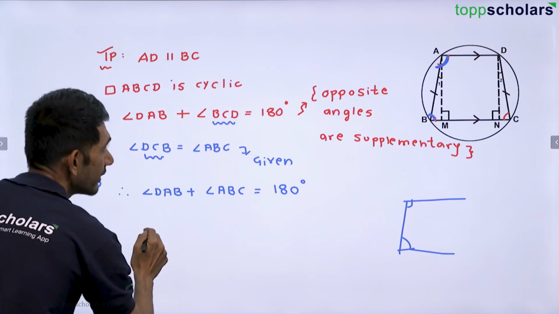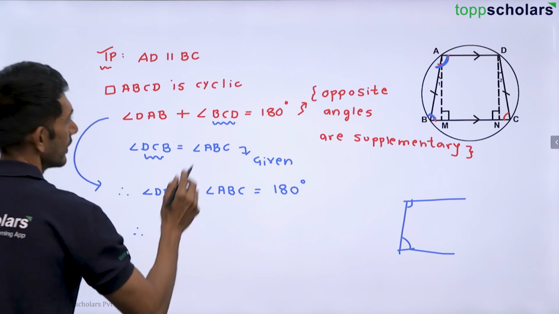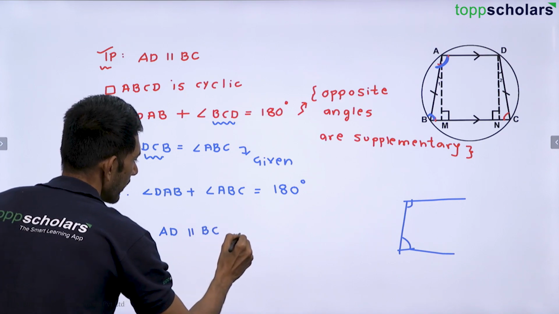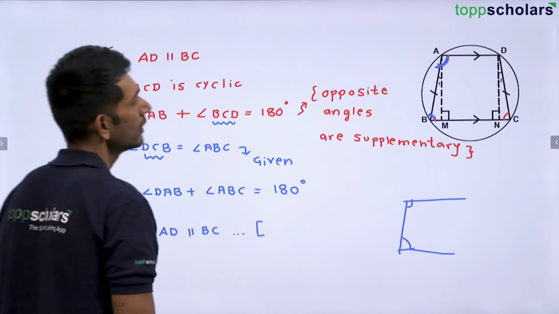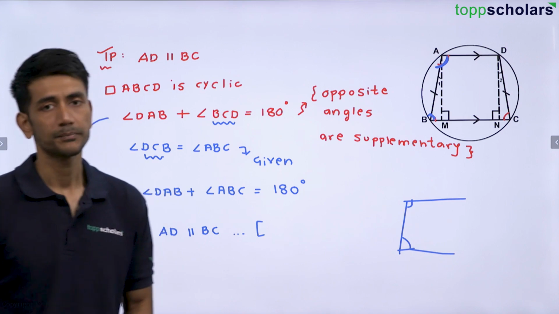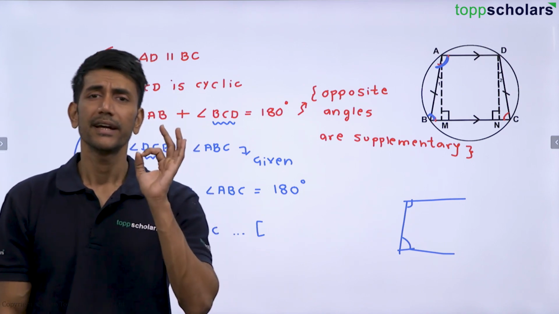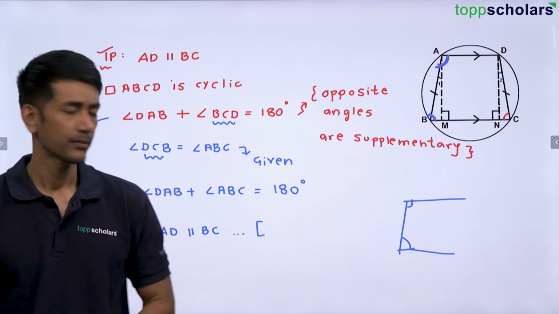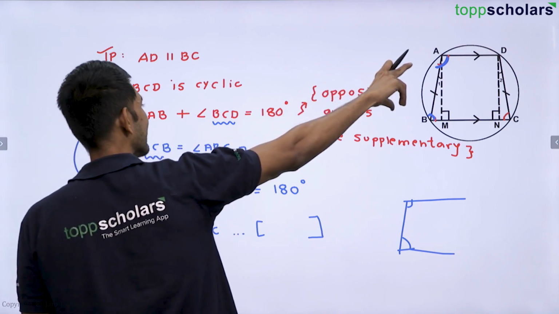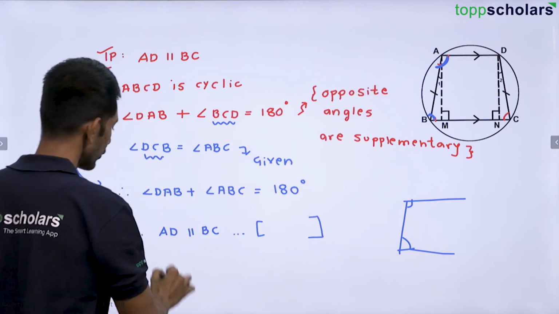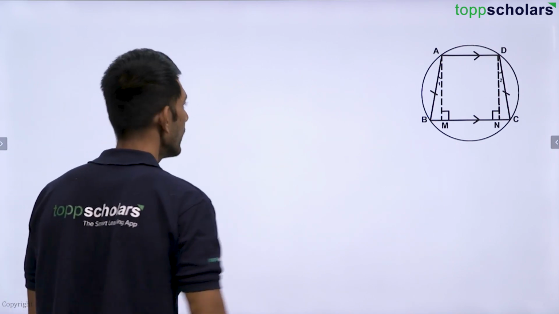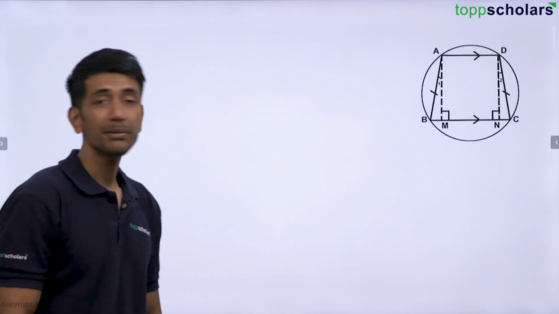So can I say here, therefore AD is parallel to BC. This is because of, since the co-interior angles are supplementary, lines are parallel. You can also write down this as the converse of interior angles theorem, right? Interior angles theorem, because the angles are supplementary, the lines are parallel. So this is the first part, we have proved it, that AD is parallel to BC. Now we are supposed to prove the second part, that AB is equal to DC.